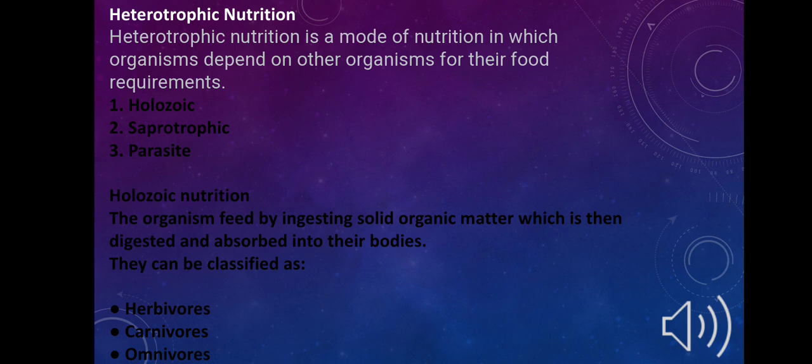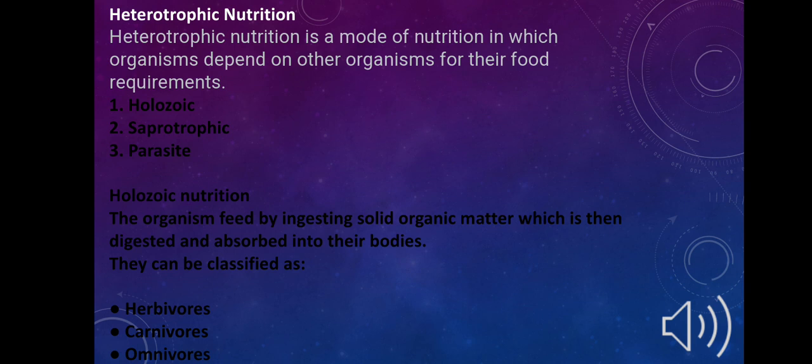Now, in the heterotrophic mode of nutrition, we studied holozoic, and holozoic has subtypes: herbivores, carnivores, omnivores. Herbivores are those animals that acquire their food using holozoic nutrition. They derive their food from plants. The primary source of nutrition in these animals is plants and trees. Examples like cow, buffaloes, deer, and elephants are herbivores.